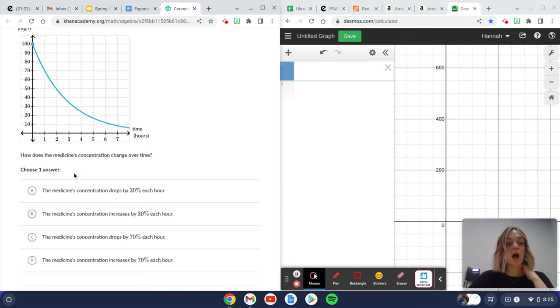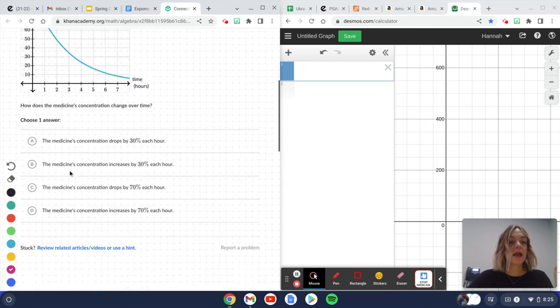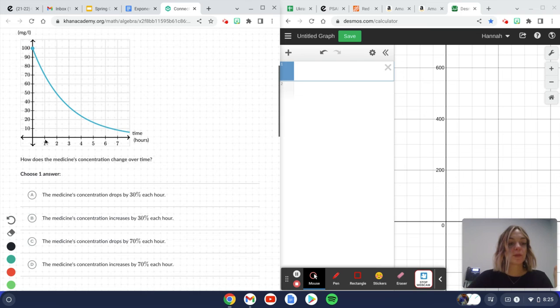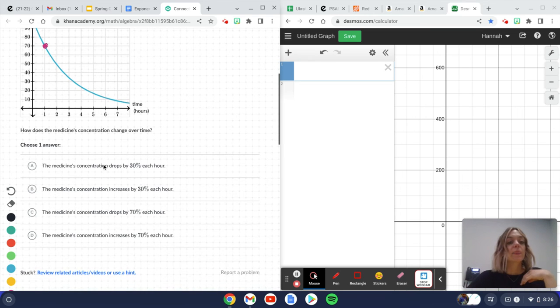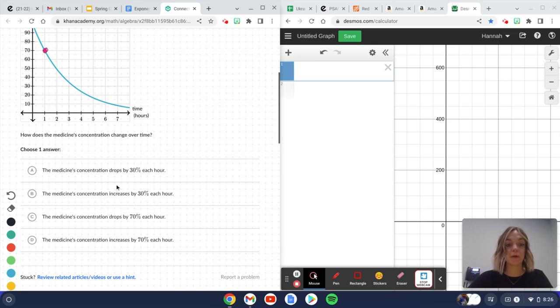So we have a few options here. What I want to do is see what happens after 1 hour. So after 1 hour passes, I see that there's 70% concentration. So time is 1 hour, concentration is 70%. A says the medicine's concentration drops by 30% each hour. It looks like that's exactly what happened. It went down by 30% after an hour.